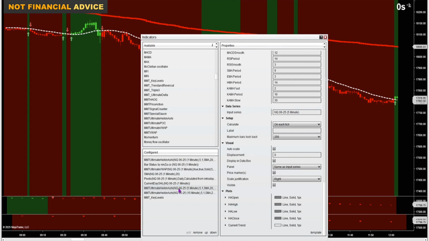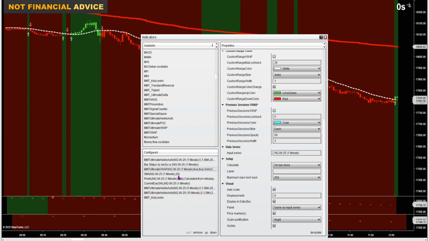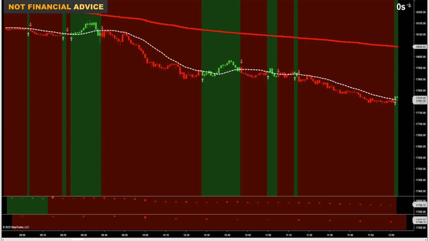Then you can see down here, I've got 2 other instances of the MMT Ultimate HEIKIN-ASHI. One with an input series of the 5-minute chart and another with an input series of the 15-minute. And I've got all of these calculating on each tick. So live in real time as the price is changing, you can see what state the HEIKIN-ASHI is in. I've also got VWAP on the chart. I've got my favorite 20-period SMA. Got the pivot points. So a very simple setup, completely based off of HEIKIN-ASHI, smoothed out with a 9-period SMA, using multi-time frame analysis. One of the many ways that you can use the MMT tools.